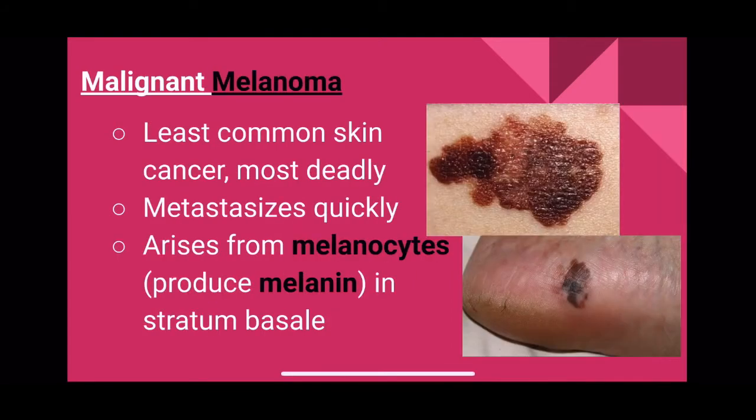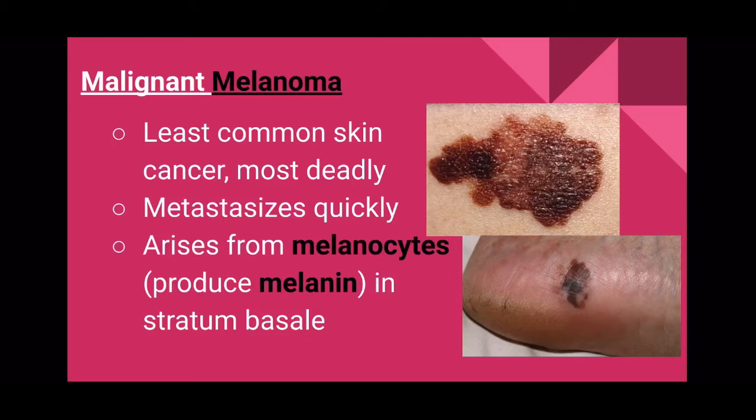The last type of skin cancer we are going to talk about is malignant melanoma. The term malignant means that this cancer has the ability to metastasize. But another word that is more familiar to you is cancerous. Benign tumors are the opposite of malignant. Benign tumors do not spread.